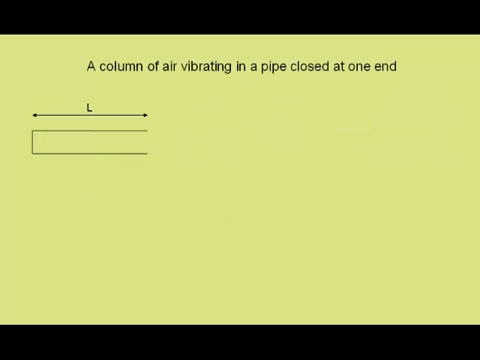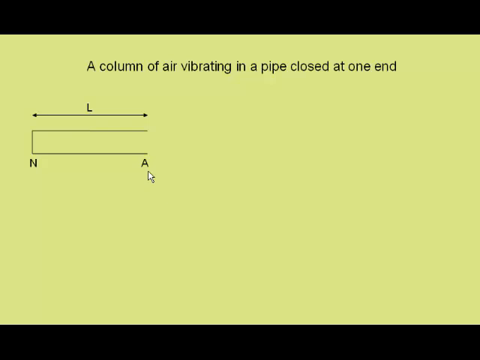Now to look at a column of air vibrating in a pipe which is closed at one end. The air will set up a longitudinal wave with the particles vibrating like this. At the closed end, the air will be unable to vibrate, so we must have a node. At the open end, the air is being caused to vibrate, so we must have an antinode.